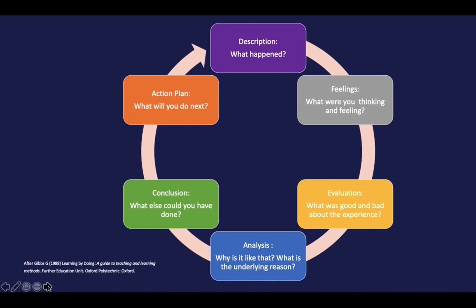And then we look at the conclusion. So what else could you have done in that situation to have changed it, to either make it better or to turn something from a negative into a positive experience. And then lastly, we get the action plan, which is really looking at what you would do next. So what we've learned from the experience and what we would do differently in future. And as we can see, it's a cyclical model. So that then goes back around full circle into looking at that from a descriptive perspective.